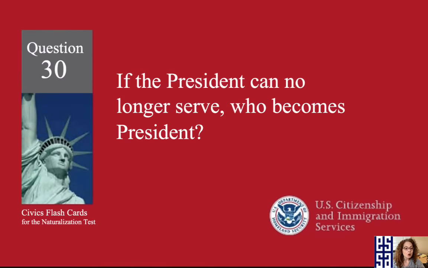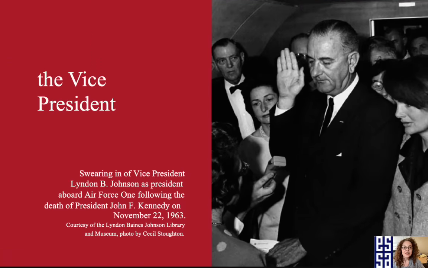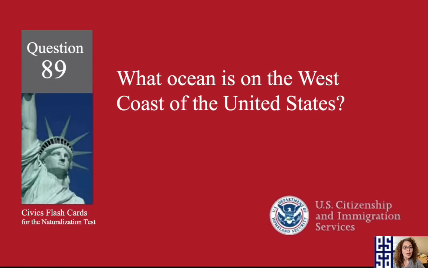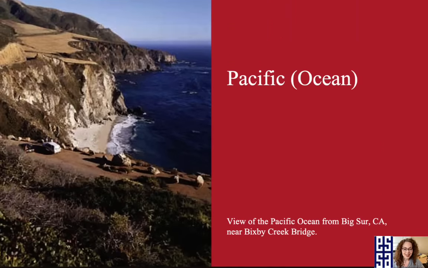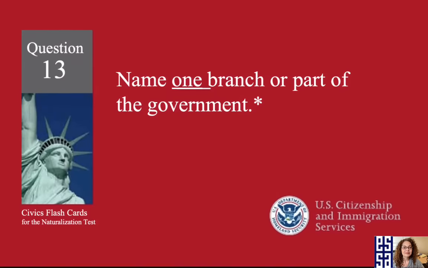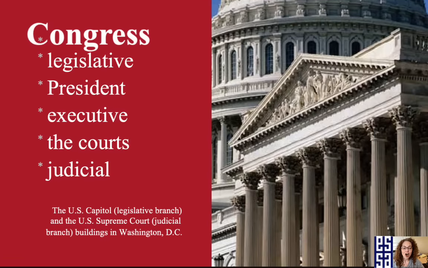If the president can no longer serve, who becomes president? The vice president. What ocean is on the west coast of the United States? The Pacific Ocean. Name one branch or part of the government. Congress.